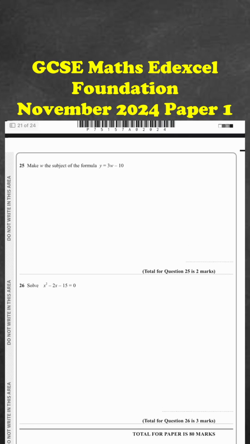Question number 25. Make w the subject of the formula y equals 3w minus 10. Take the 10 on the other side first. You get y plus 10 equals 3w. Divide through by 3. You get w equals y plus 10 over 3.